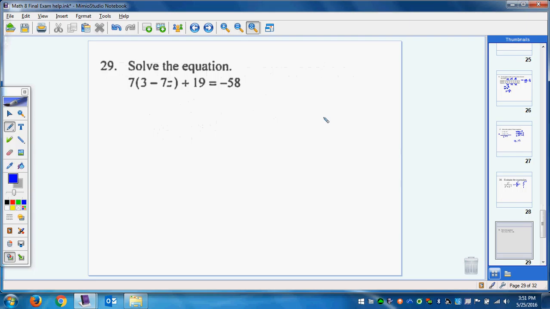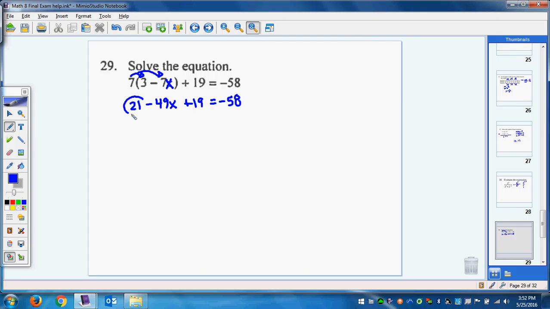Solve the equation. I believe that's a z there. I'm just going to change it to an x. I'd say you change it to an x as well. It makes it a little bit easier. Excuse me. So 7 times 3 is 21. 7 times negative 7x is negative 49x. Plus 19 equals negative 58.